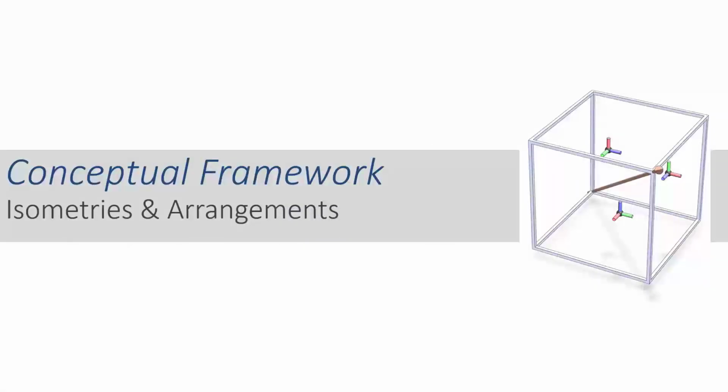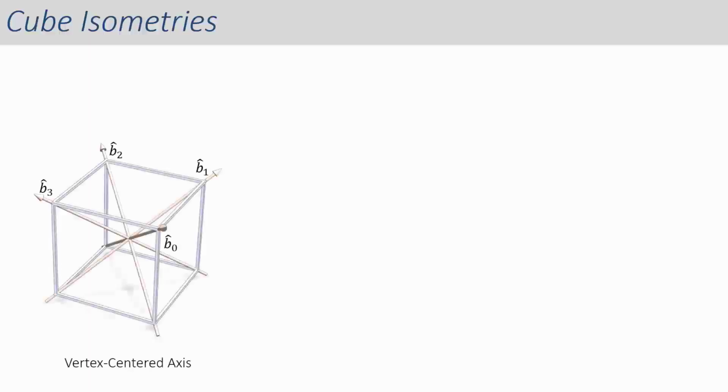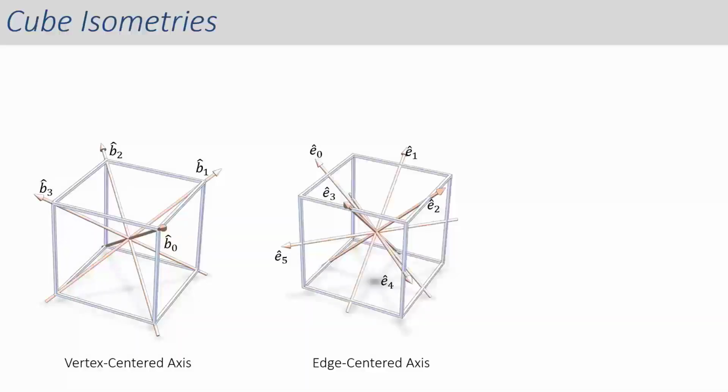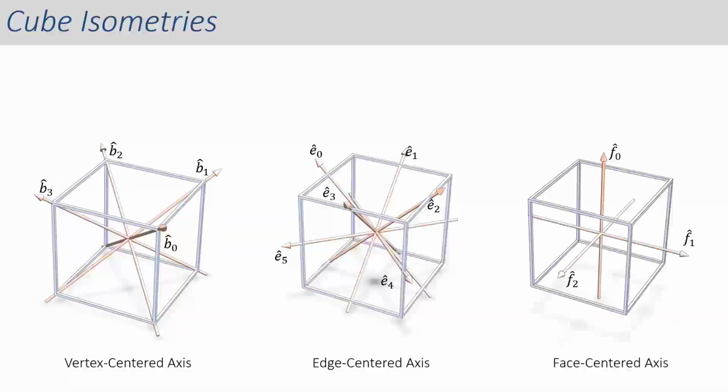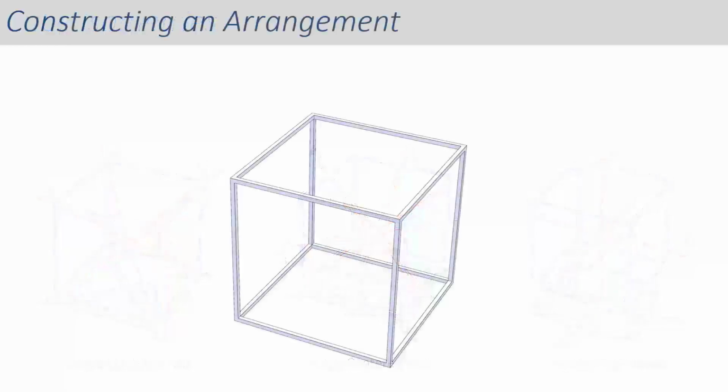To do so, we make use of a carefully selected subset of crystallographic space groups, specifically the isometries of the cube. Consider the symmetries of the cube generated by rotations about the 4 vertex diagonals, 6 edge diagonals, and 3 face diagonals. Now, given a Voronoi site, the set of rotation matrices about these axes can be used to generate an arrangement of the site.